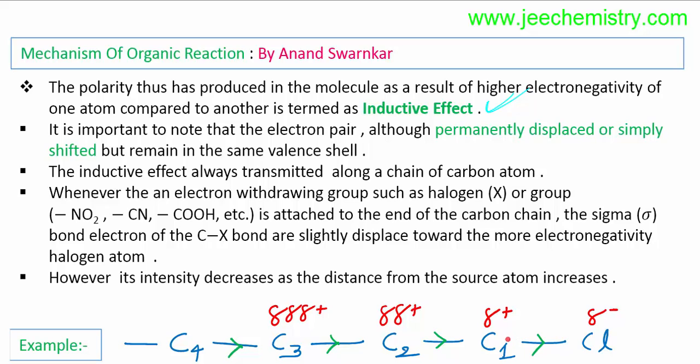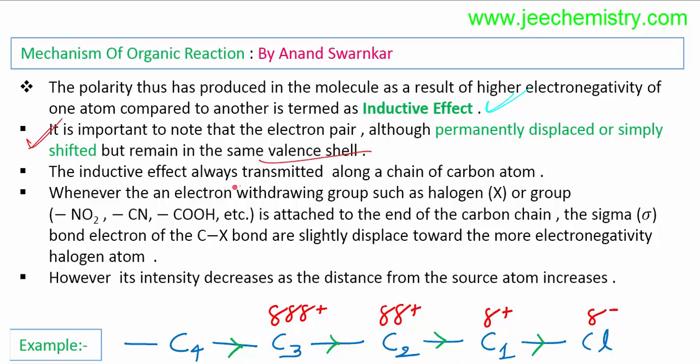Carbon has a valence shell, chlorine also has a valence shell, and a covalent bond is formed by the sharing between these two atoms. Because of the higher electronegativity of chlorine, electrons are shifted towards chlorine, but they will not leave the valence shell of carbon. The electrons in the valence shell of carbon remain in the valence shell of carbon, shifted towards the chlorine but remaining in the same valence shell.